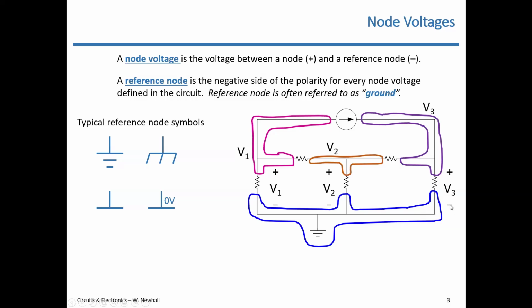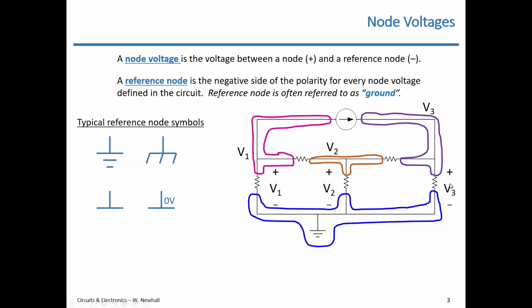Now the negative sign of V3 is at the bottom here. The positive is at the top at that purple node. That doesn't mean that V3 is a positive value. V3 can be positive, it can be negative, it can be zero. So just because I have a positive and negative written as such, it doesn't mean V3 is a positive value. V3 can and often will be negative. Node voltages can and will be negative.